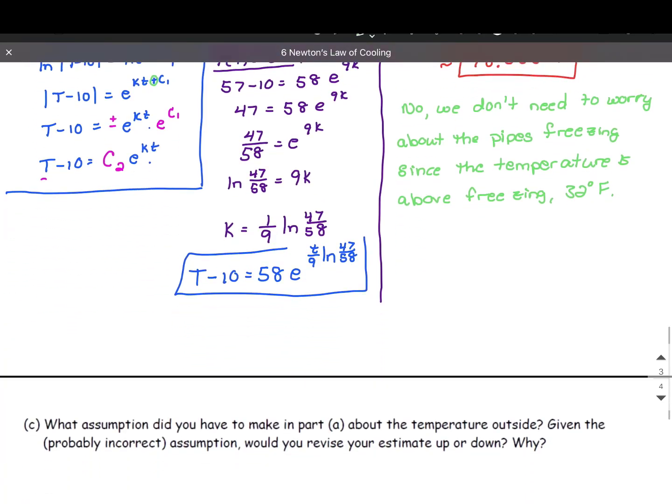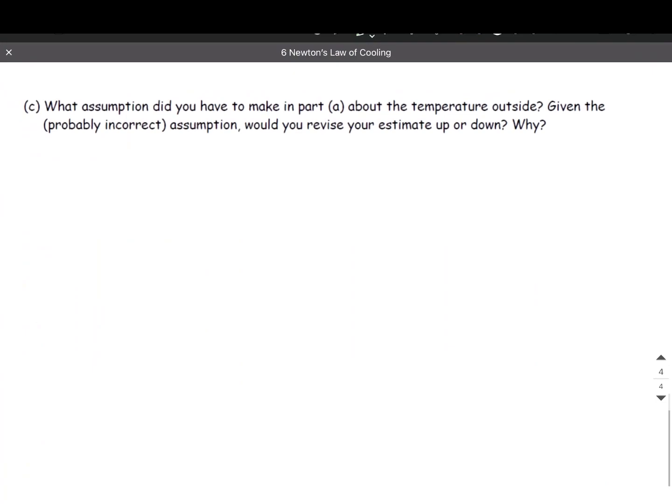Okay, so now let's see. One last part. What assumption did we make in part A about the temperature outside? We assumed a constant temperature. Now, given that probably incorrect assumption, because the temperature doesn't stay the same outside all day long, from 1 p.m. through the night to 7 a.m. the next morning. It doesn't happen, right?